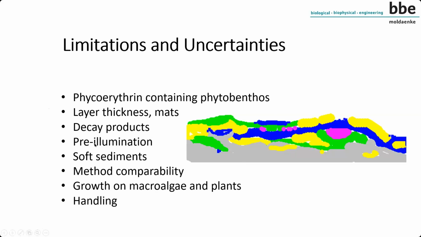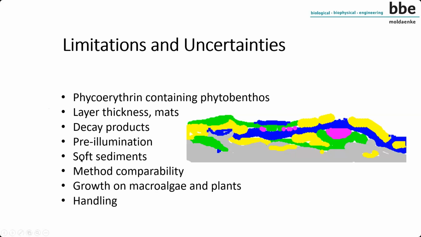Another thing is that we really need pre-illumination. If they are pre-excited by the sunlight, the fluorescent signal that we get from the microalgae is not in direct relation to the amount of biomass or chlorophyll A. It's not linear, but if the light excitation is low and it's not pre-illuminated, then we get a good result from the chlorophyll A estimation.